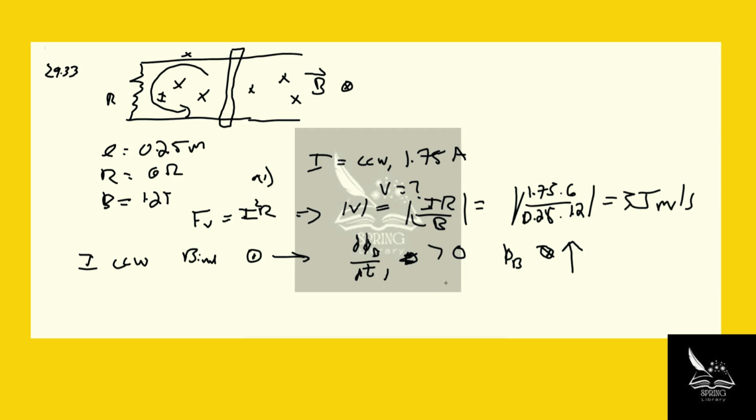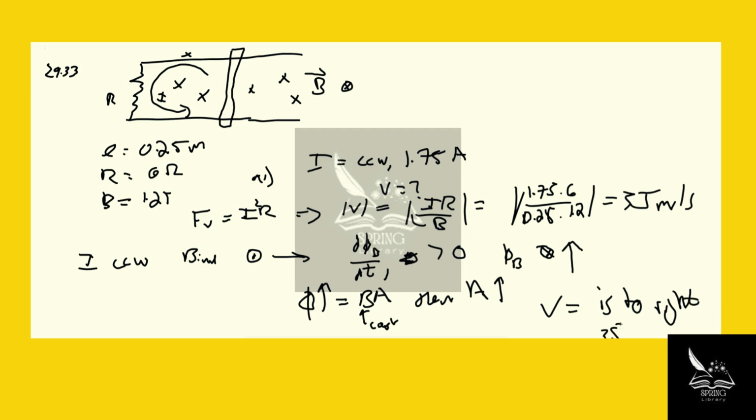Okay, so our flux is increasing, but this is just B times A. If B is constant, then A has to be increasing. So V is to the right. 35 meters per second to the right.